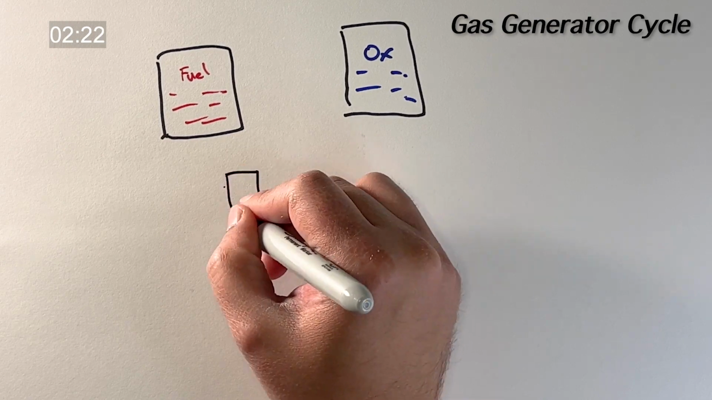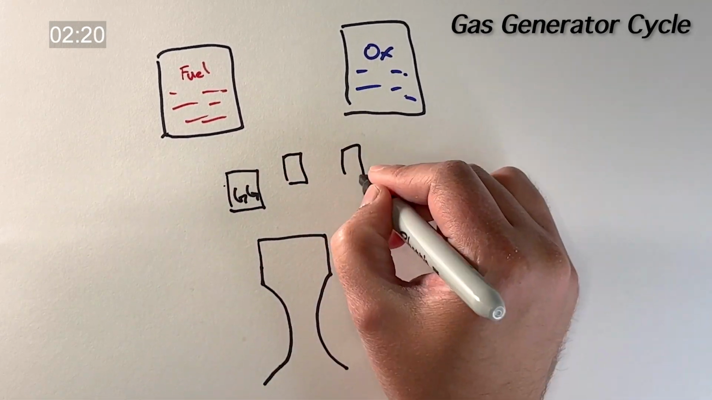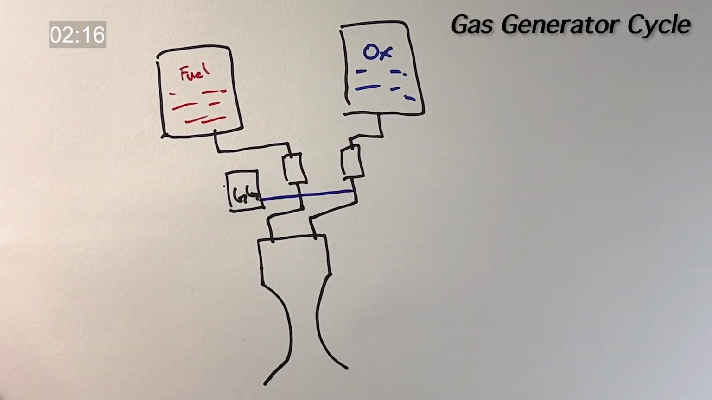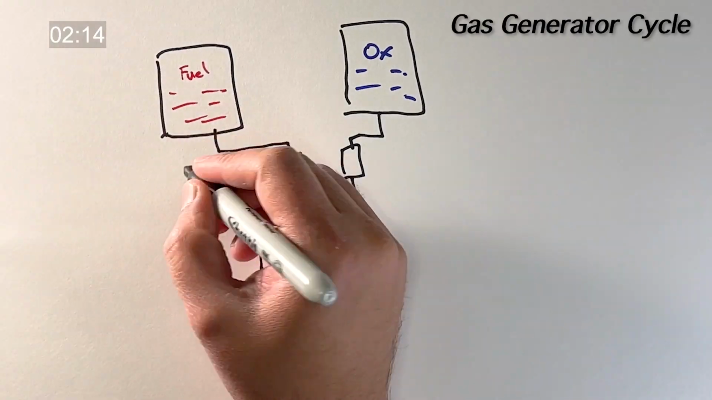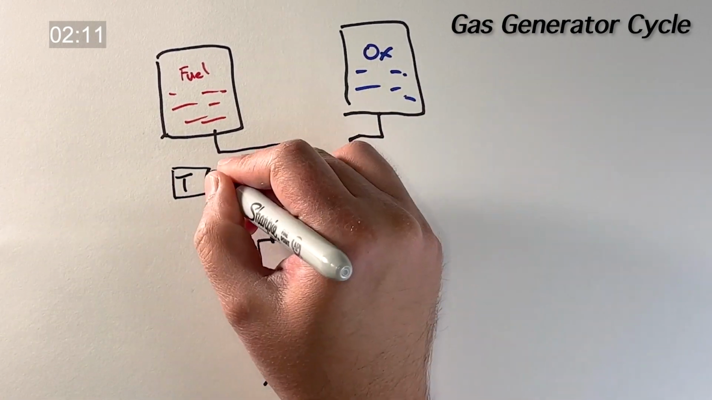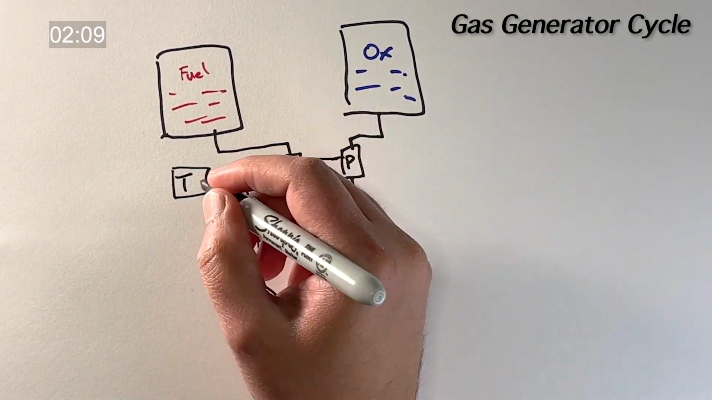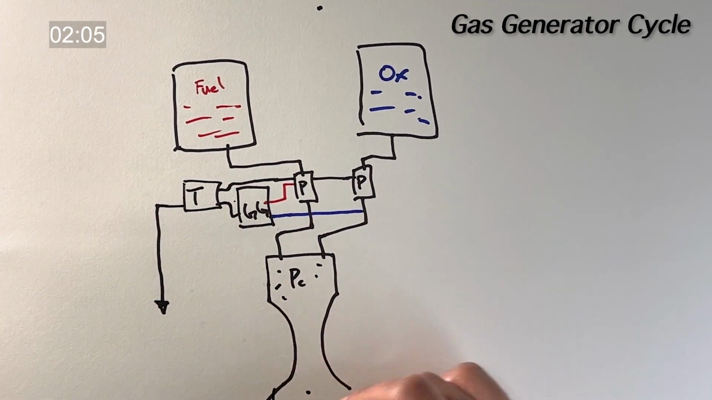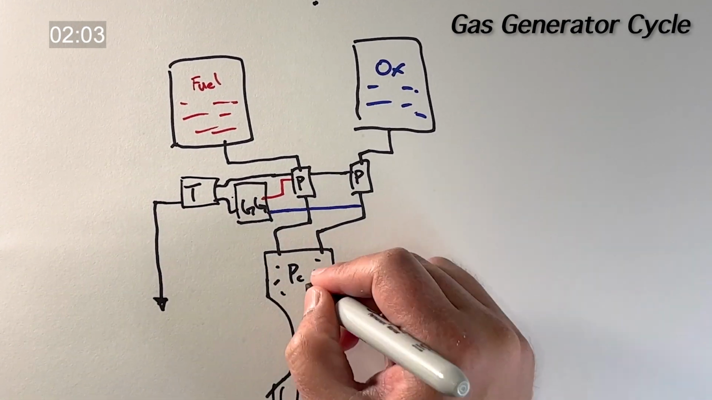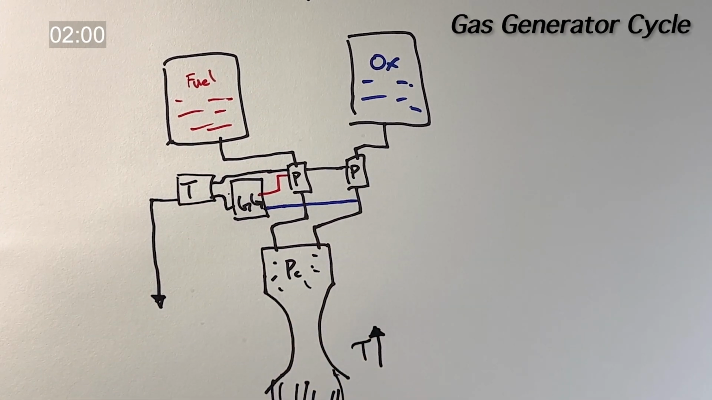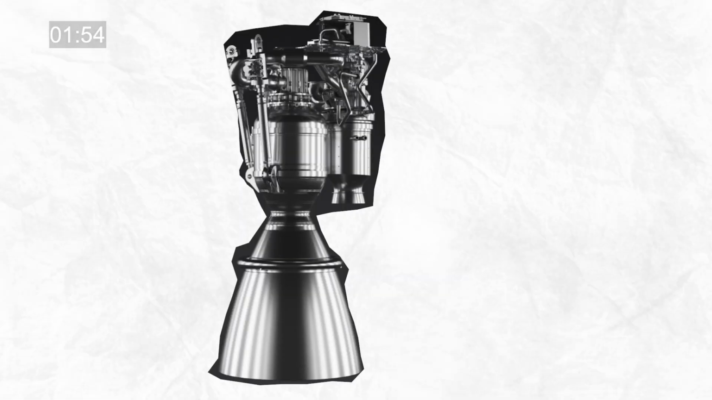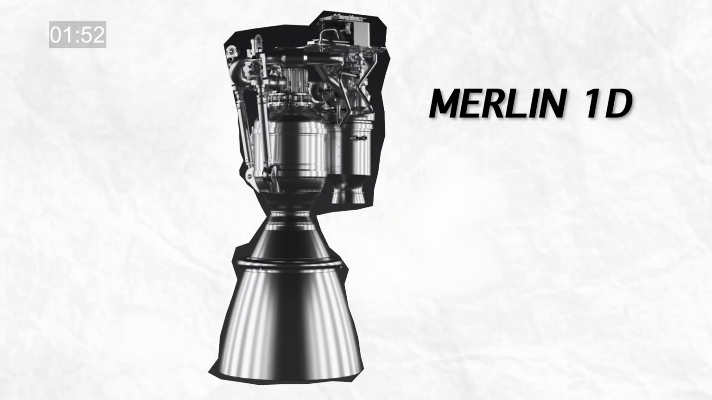One of the easiest power cycles is the gas generator cycle. In a gas generator cycle engine, a small amount of fuel and oxidizer is burned in a separate combustion chamber. These exhaust gases are then used to spin a turbine, which in turn turns the main pumps. This is an open cycle type engine, meaning that the working fluid used to power the turbine of the pump is discharged overboard after having been expanded in a separate nozzle. This often means that there's a loss in propulsive efficiency, as not all of the propellant is available to produce thrust. Some examples of gas generator cycle engines include the Merlin 1D engine used by SpaceX.